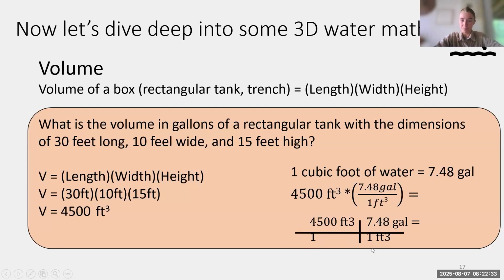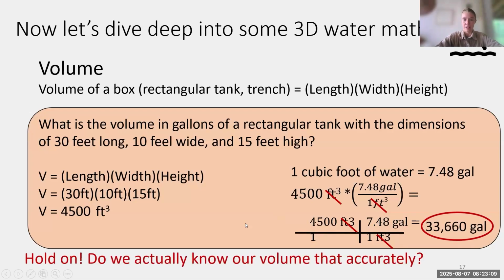of water. What we can do in this grid is we see that there's feet cubed on the top, feet cubed on the bottom. Those cancel out because we're dividing the cubic feet by another cubic foot unit. Now we have just ones on the bottom, which is great. And we just multiply across the top of this grid, 4,500 times 7.48. And we're left with this nice gallons unit, and that's what we want our answer in. So 4,500 times 7.48 is going to give us 33,660 gallons.